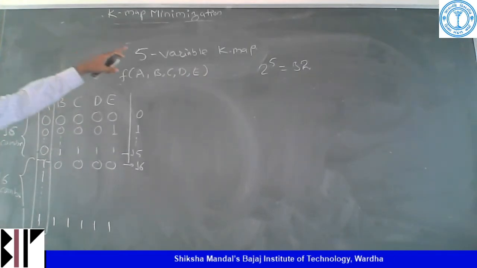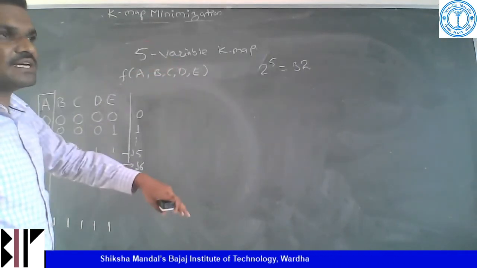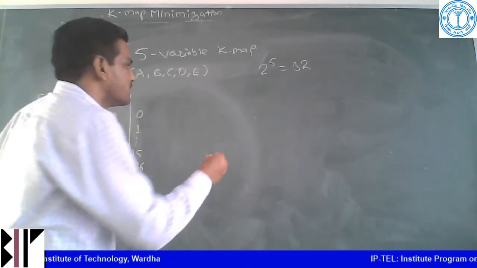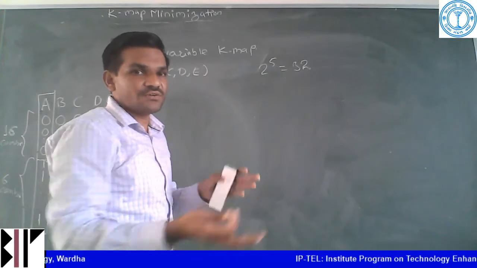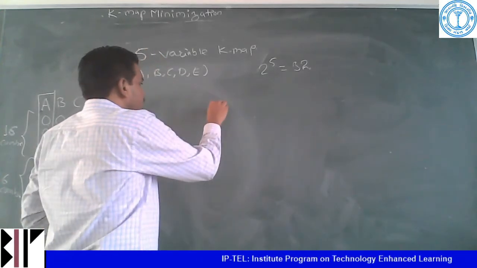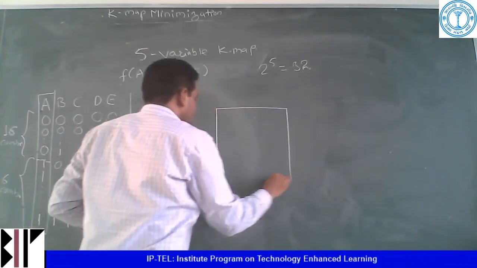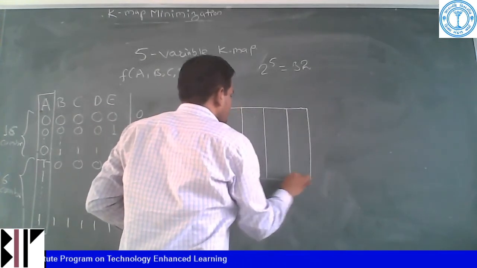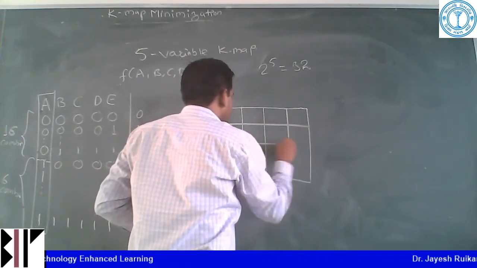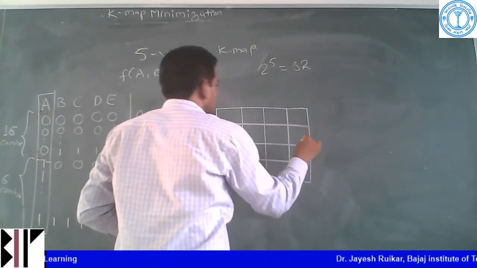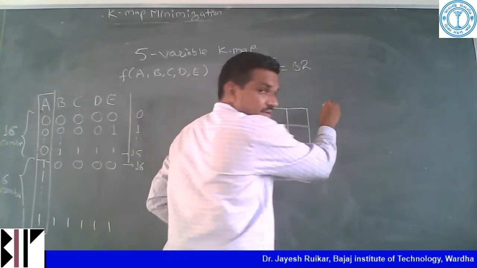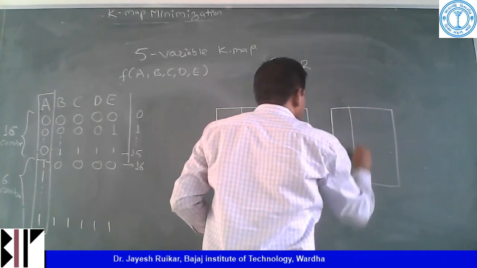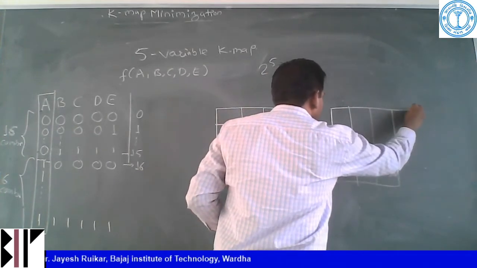So a 5 variable K-map can be represented in terms of two 4 variable K-maps overlapped on each other. Parallelly you can see it in terms of a cube. So this is my first 4 variable K-map, and this is my second 4 variable K-map.